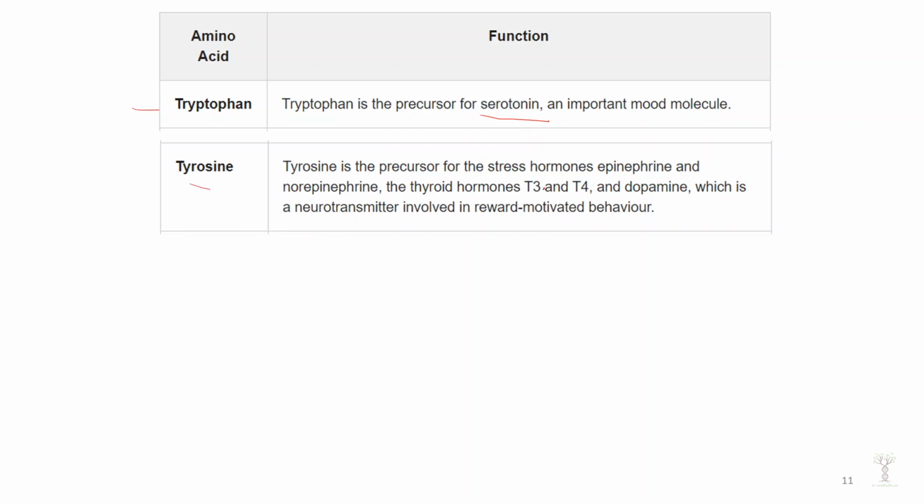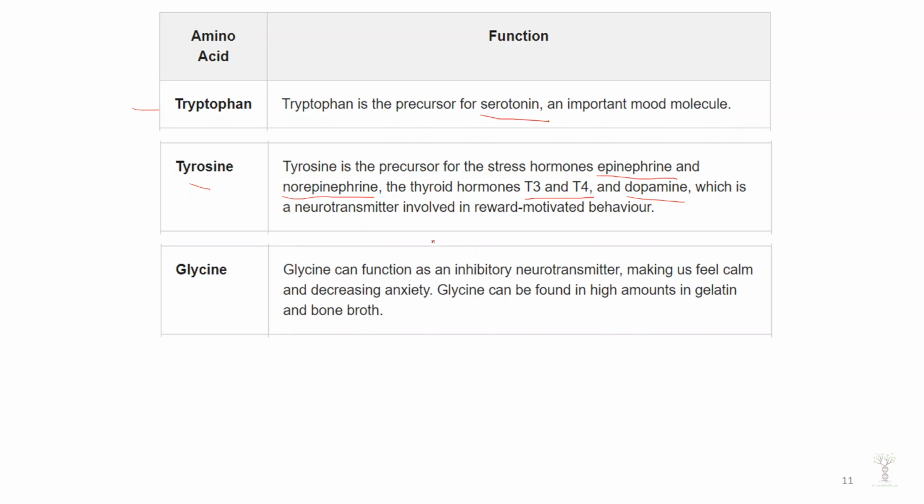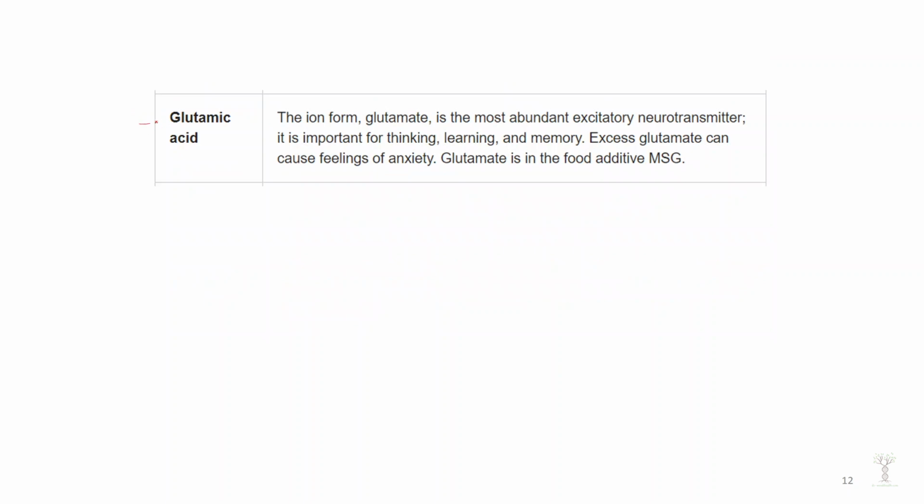Tyrosine is an amino acid that is used to make a few hormones. One is epinephrine, two is norepinephrine, three are thyroid hormones, and four is dopamine. So tyrosine is the precursor used to make those molecules rather than being incorporated into a protein. Glycine can actually, without any modification, be used as an inhibitory neurotransmitter. It's nice because it helps make us feel calm, and it will help to combat neurotransmitters like glutamic acid that is excitatory.